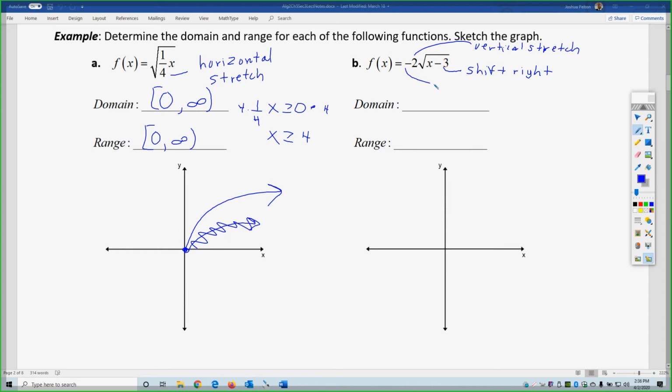And the negative on the outside affects y. So if you change your y value, you flipped over the x-axis. So reflecting happens over the x-axis. Remember, you do have an order of operations, right? 1, 2, 3, 4, which is also the order of transformations.